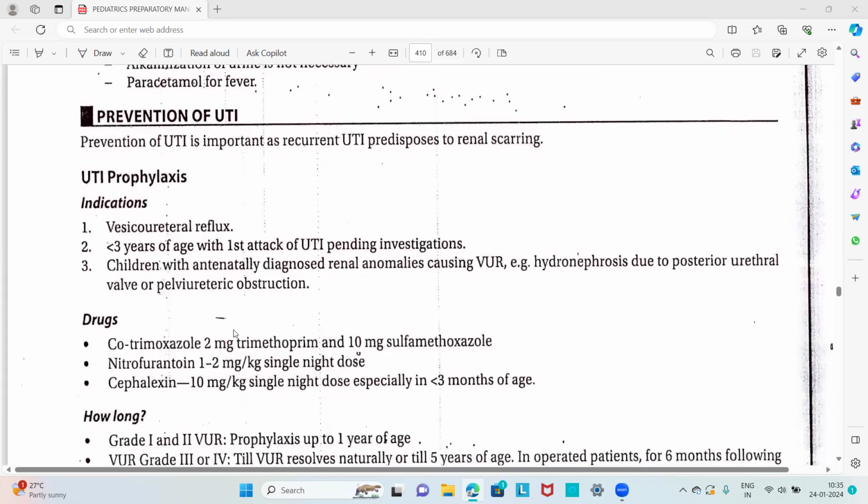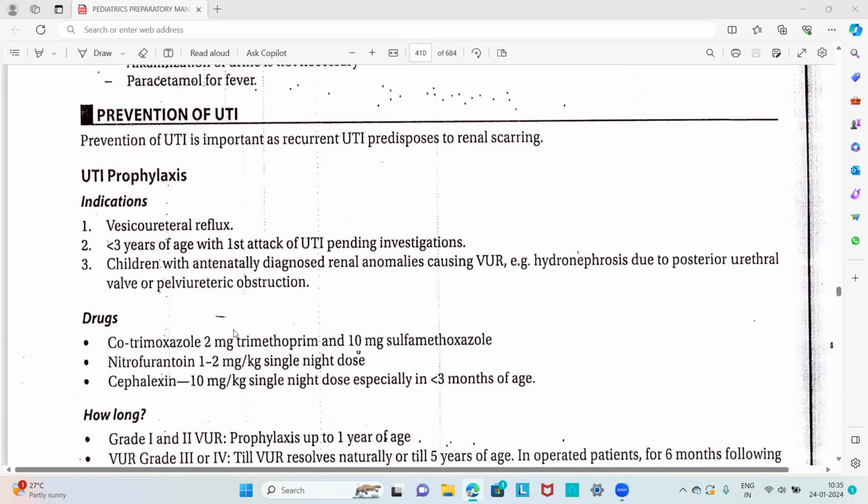And also some important questions about the prevention of UTI. The prevention of UTI is important as recurrent UTI predisposes to renal scarring. So we have to go for UTI prophylaxis. The indications for UTI prophylaxis are, first, vesicoureteral reflux, then age less than 3 years with the first attack of UTI pending investigations, and children with antenatally diagnosed renal anomalies causing vesicoureteral reflux, for example hydronephrosis due to posterior urethral valve or pelviureteric junction obstruction. In all these cases, we have to go for UTI prophylaxis.